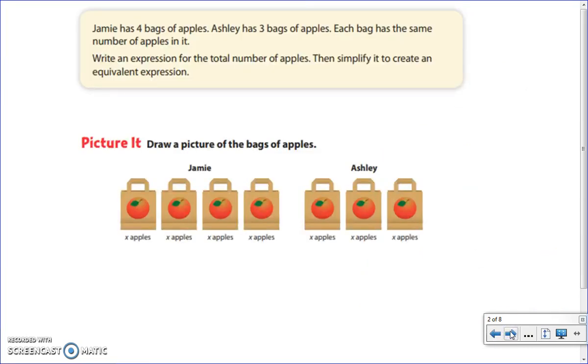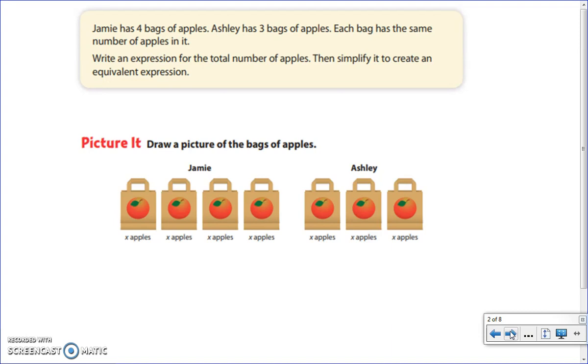It says Jamie has 4 bags of apples and Ashley has 3 bags of apples. Each bag has the same number of apples in it. Write an expression for the total number of apples, then simplify it to create an equivalent expression. So this could be confusing because Jamie's bags are kind of different than Ashley's bags. You might think that Jamie's bags of apples have a different number of apples than Ashley's bags, but it doesn't really say that. It just says that each bag has the same number in it. So all 4 of Jamie's bags and all 3 of Ashley's bags, every single bag in the entire word problem, has the same number of apples. Jamie just has a different number of bags than Ashley does.